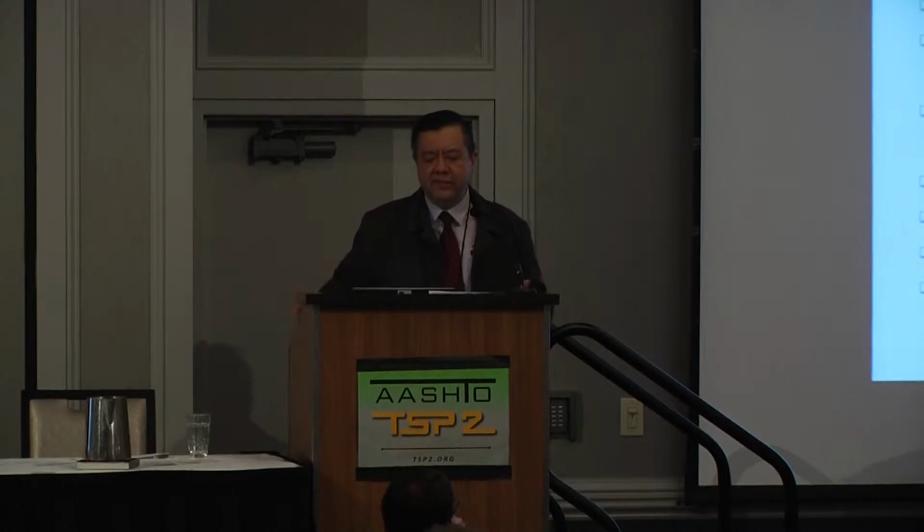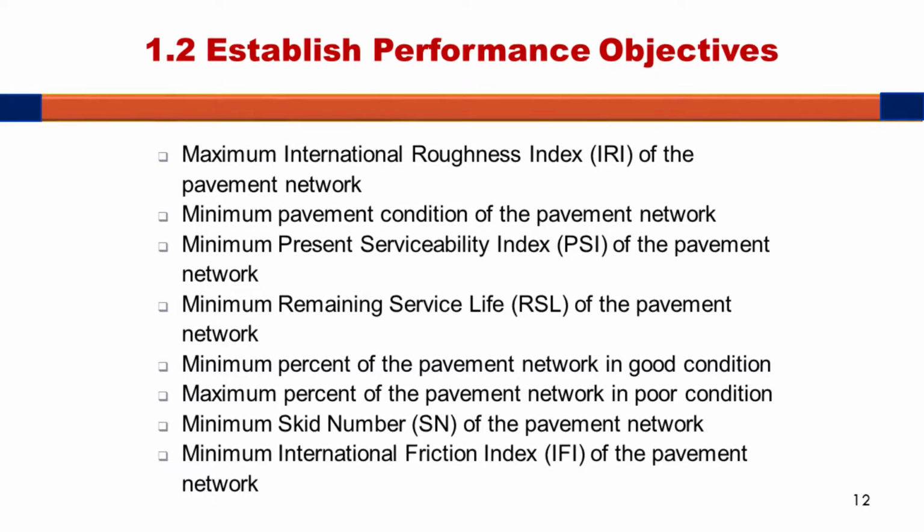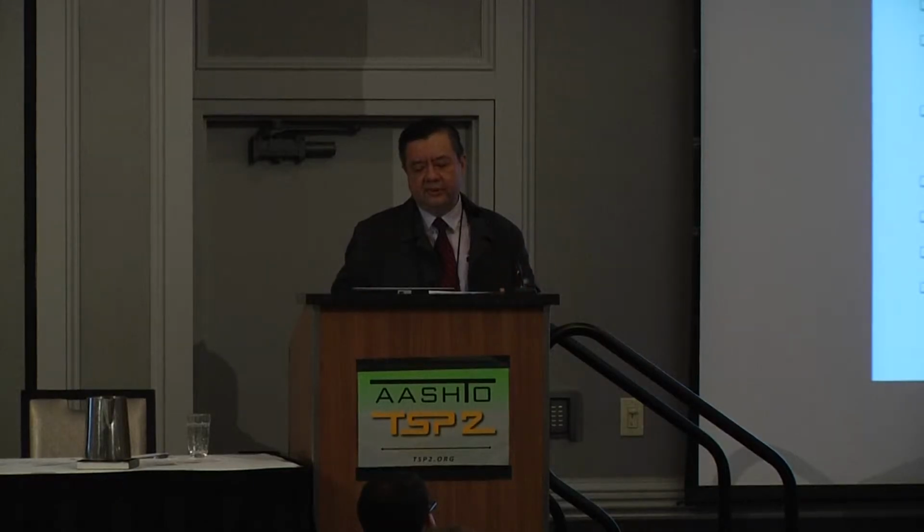So the first step is to pick which treatments you are going to use. Once you pick which ones you are going to use in your maintenance, you have to say, what are going to be my performance objectives? And we will have to pick indicators like the International Roughness Index, the PSI, the remaining service life. And remember, this is more strategic level, but there is some tie with the project level. It might also be skid number or international friction index or a combination of those.